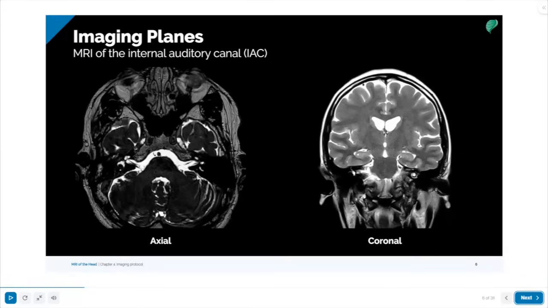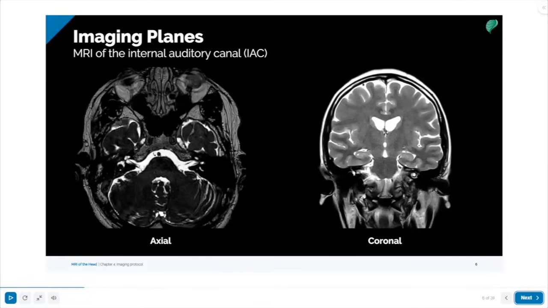The coronal plane in IAC imaging is essential for visualization of the relationship between the IAC and the adjacent structures. This includes the cochlea, the vestibule, and semicircular canals within the inner ear. It provides a view from front to back, allowing the assessment of the extent of any lesion that might be detected in the axial transverse plane and their proximity to vital structures. The coronal plane is particularly useful in evaluating the involvement of the cochlear nerve and the facial nerve within the canal by tumors or other pathologies.